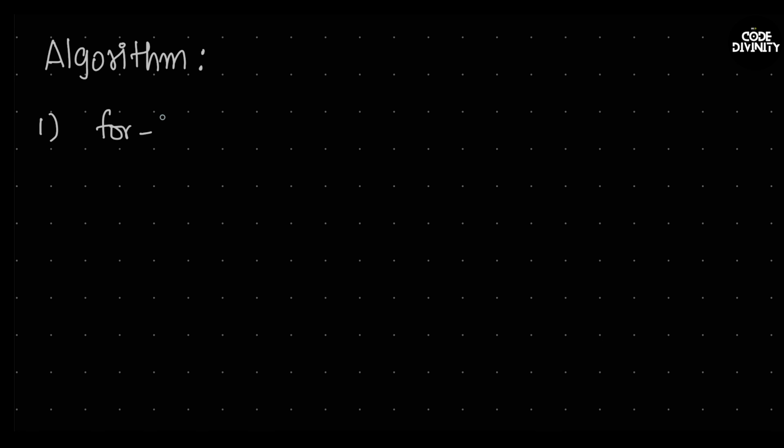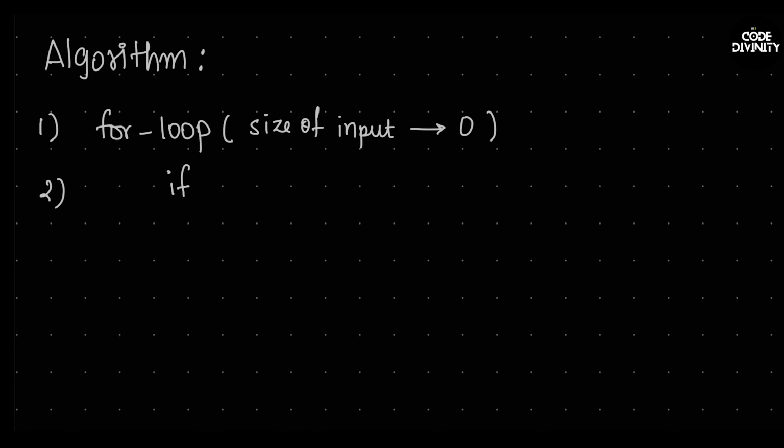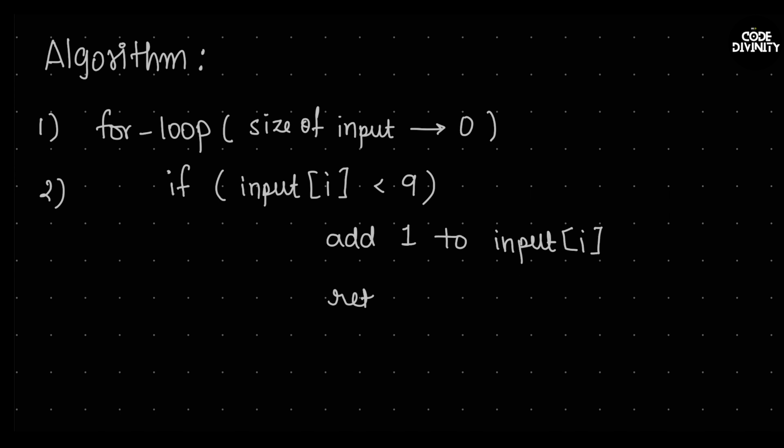First, we will start a for loop from the size of input till the first element. So this is a backward iterating for loop. In this for loop, we will check if the current digit is less than 9. We have just started our for loop and we are checking from the rear of our input array. Thus, if the last digit is less than 9, in that case, we will just add 1 to that digit and return the input back.